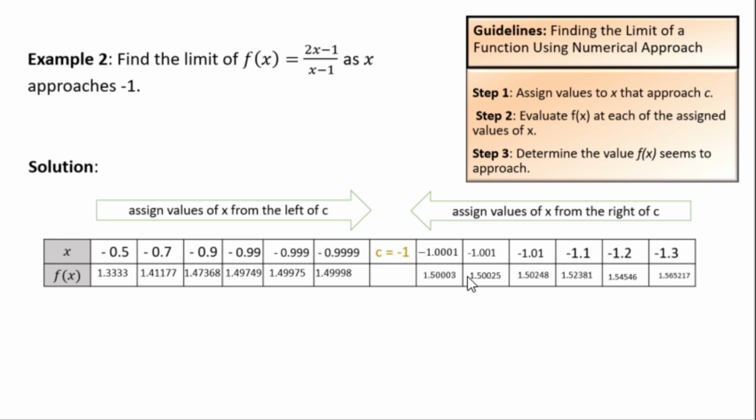As x gets close to c, f of x decreases, and so what we get is 1.565, 1.545, decreasing down to 1.52, decreasing to 1.502, 1.50025, 1.50030. So really, really close to 1.5. So what is our fearless conclusion? The limit of f of x is approaching 1.5 as x approaches negative 1.